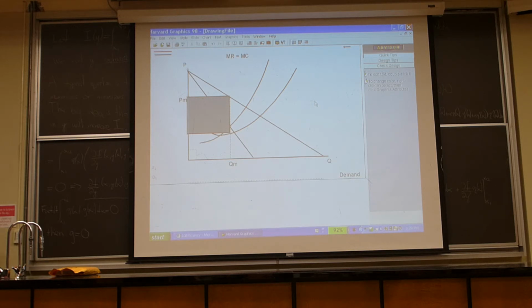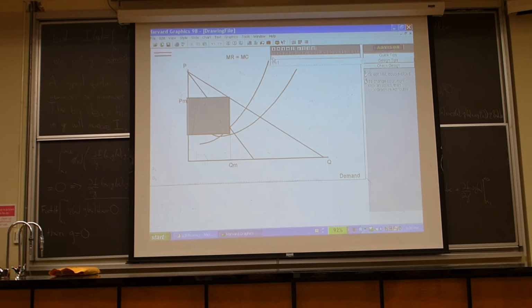What is the optimal allocation of resources? Where P equals MC. Where is that? Demand represents the price line. This thing here, of course, is MC. Now, MC, for the monopoly, is supply for competition.